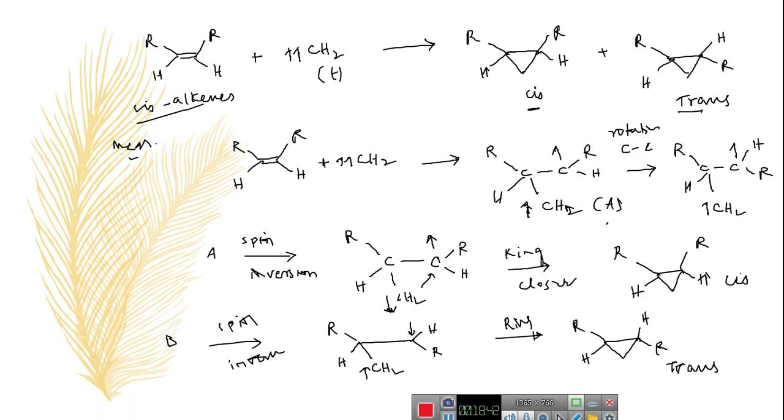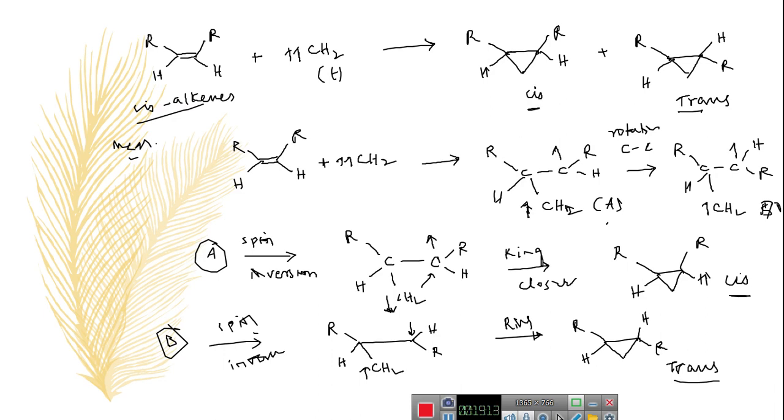What happens? The first reaction of this alkene with the triplet carbene gives you intermediate A, which undergoes rotation around the C-C single bond, giving you intermediate B. This is the intermediate B. So both these intermediates undergo spin inversion followed by ring closing. It produces both products, cis and trans isomers.